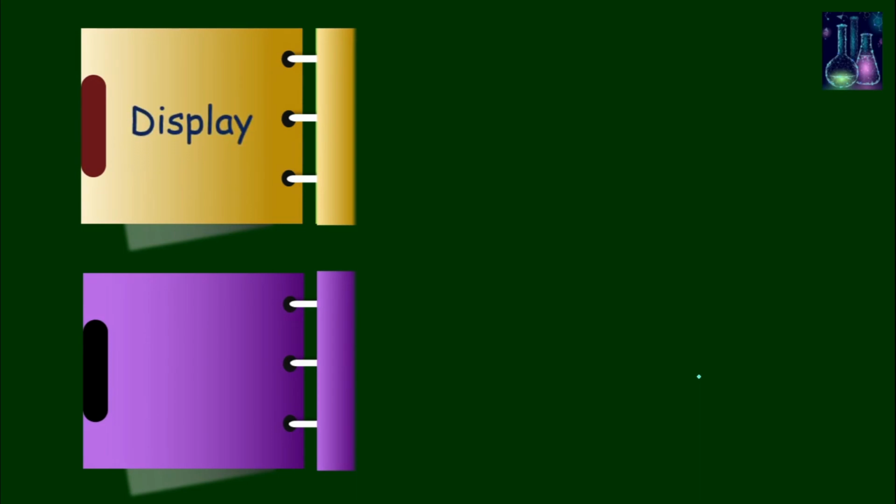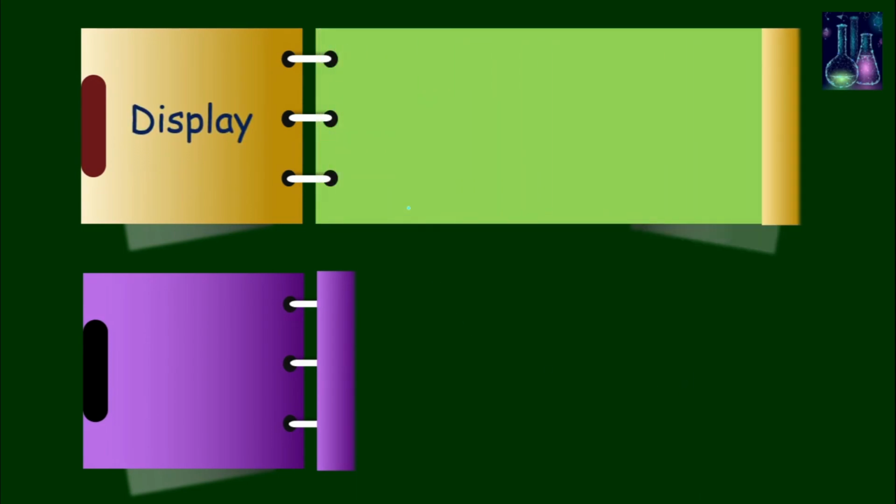Now let's see the display formula. 4 carbons, second position with the OH group, and now the rest will be all hydrogen, H, H, H, H, H, H, H, H, and H. I need to show the bond between oxygen and hydrogen as well. So I will show it in this manner. So this is the display formula. You need to show all the bonds.